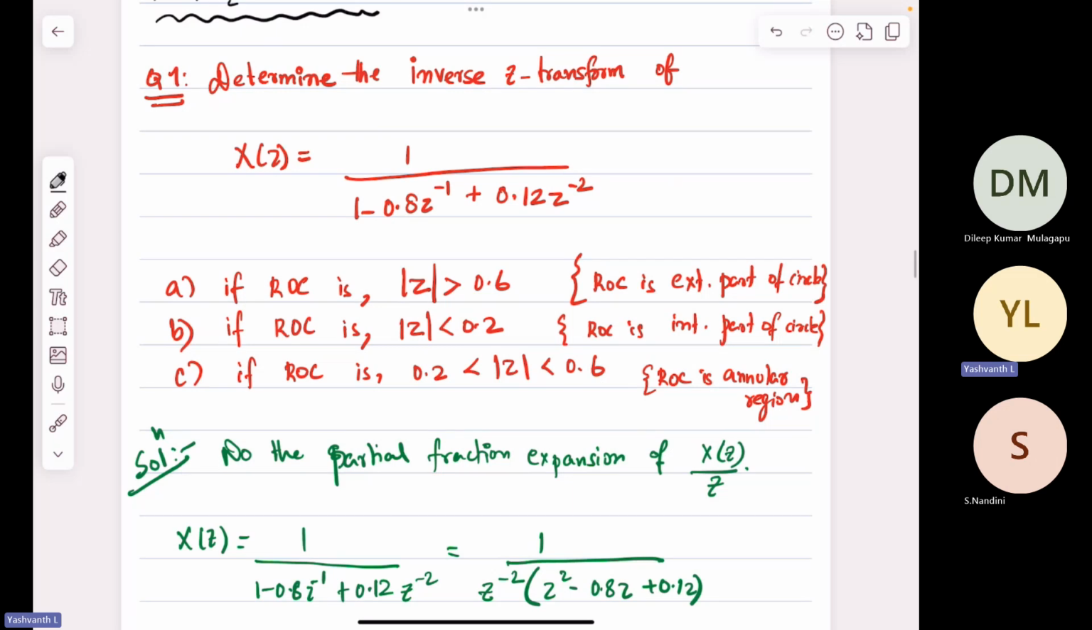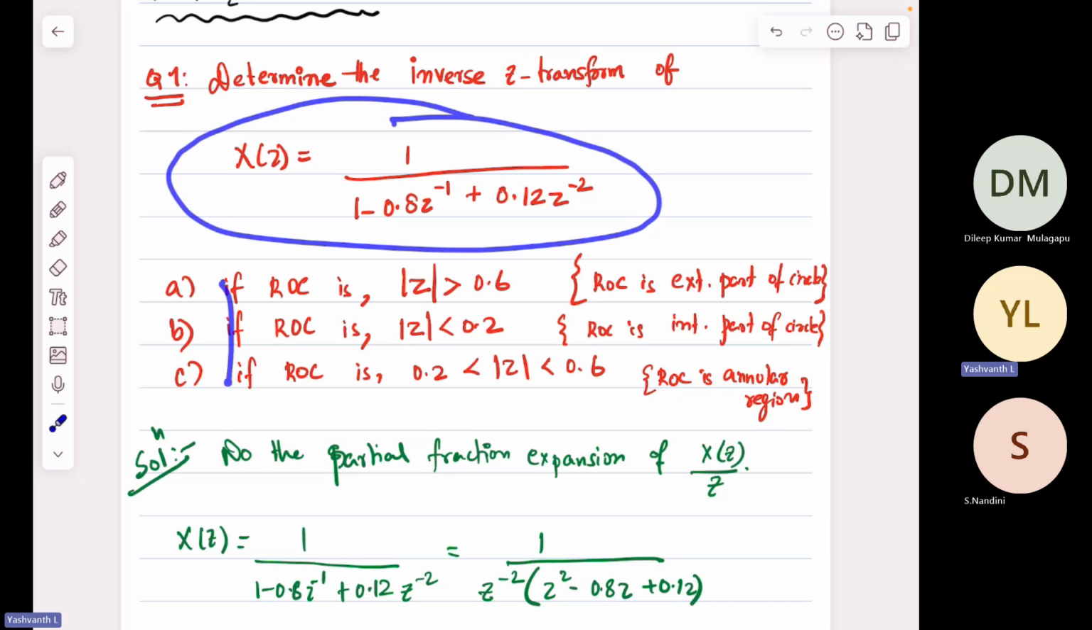The first question is to compute the inverse Z transform of the signal X(z) = 1 / (1 - 0.8 z^-1 + 0.12 z^-2). This is the given Z transform. But we know that multiple discrete time domain signals can correspond to the same Z transform, so unless you know the ROC, you cannot uniquely invert.